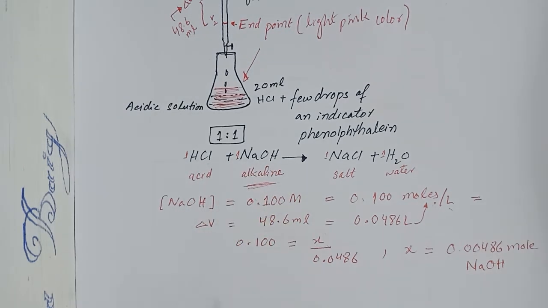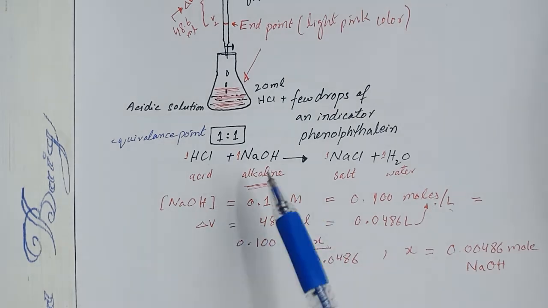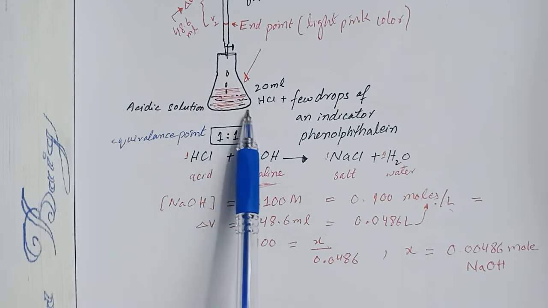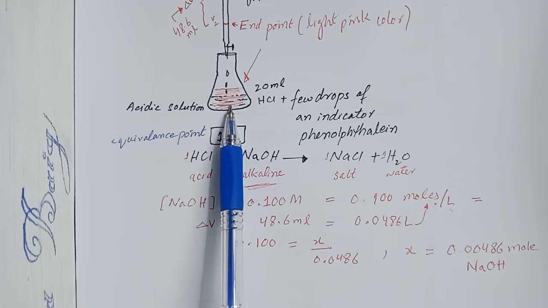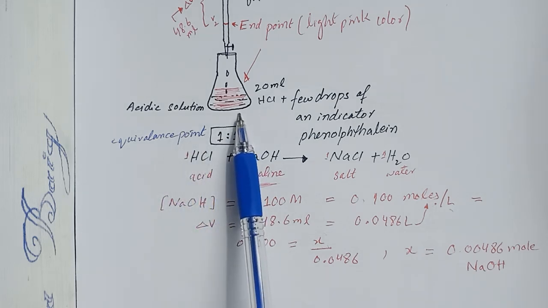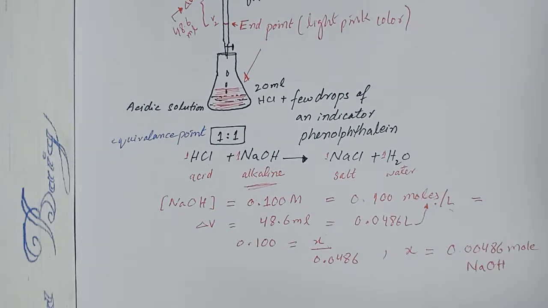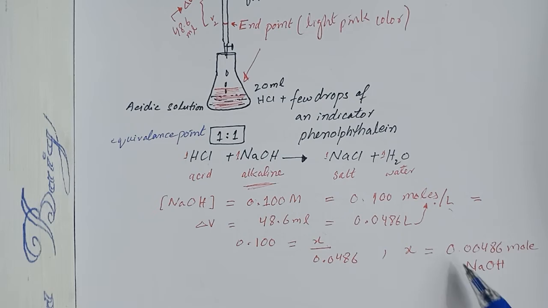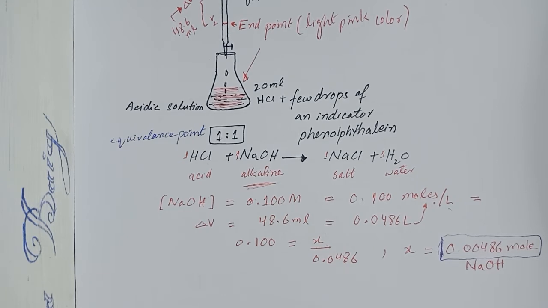And the equivalence point is the point where just enough of the standard solution has been added to completely react with the solution which is being titrated. And at this equivalence point, all the acid has been neutralized. It means it has been completely reacted. So this number of moles has been used to neutralize the HCl at the equivalence point.